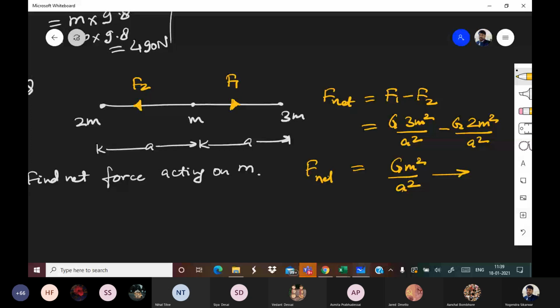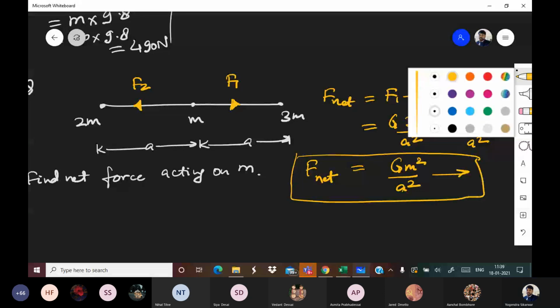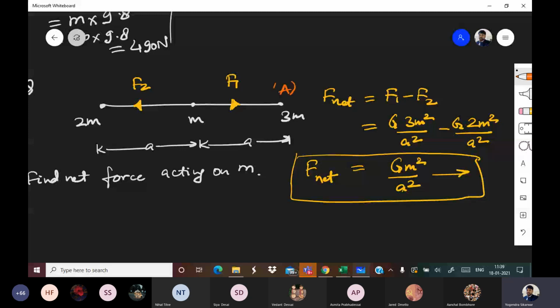F net. Okay, that is the answer. Can you find net force on 3m? Find net force on 3m. Please find, everyone.